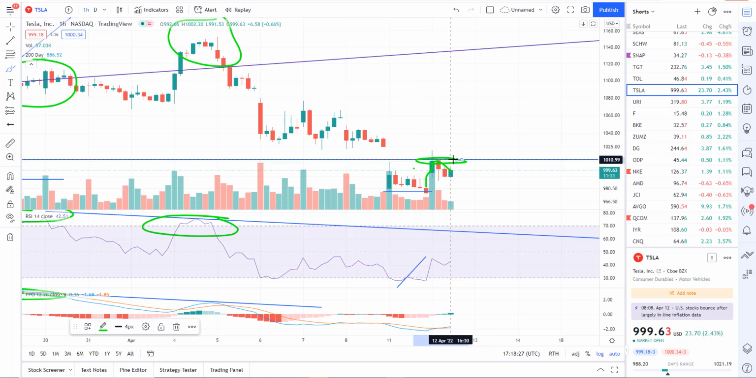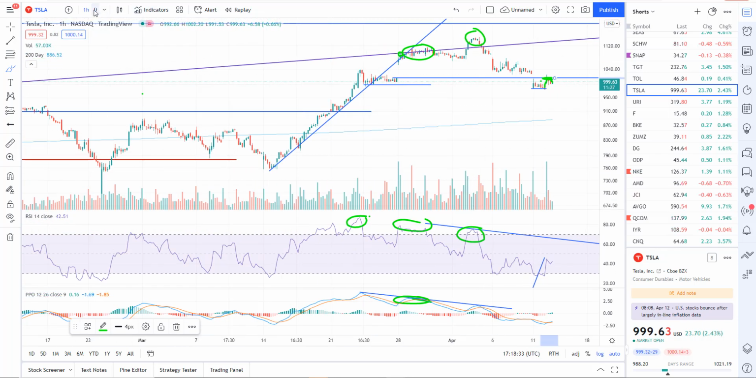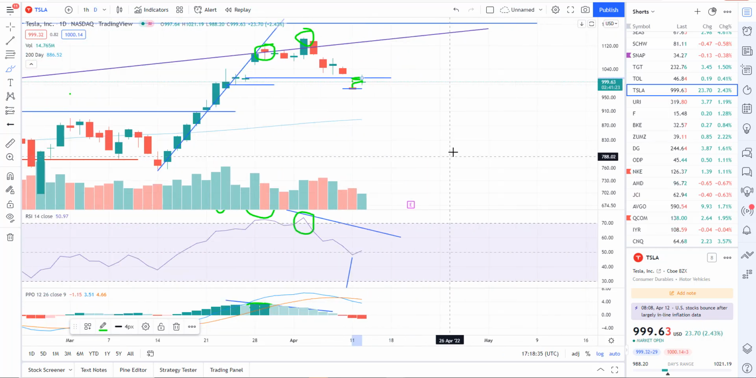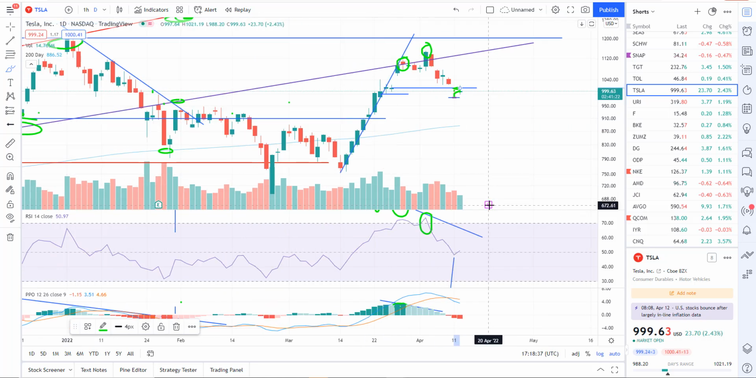All right, so right now I see that as resistance, 1,010, 1,011, somewhere right in there. And I'm looking for lower prices now in Tesla. So keep an eye on that. We do have earnings coming up next Wednesday. So this thing might want to drift sideways.